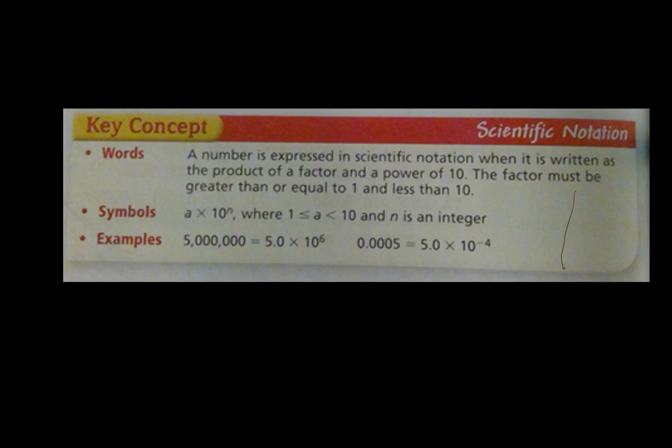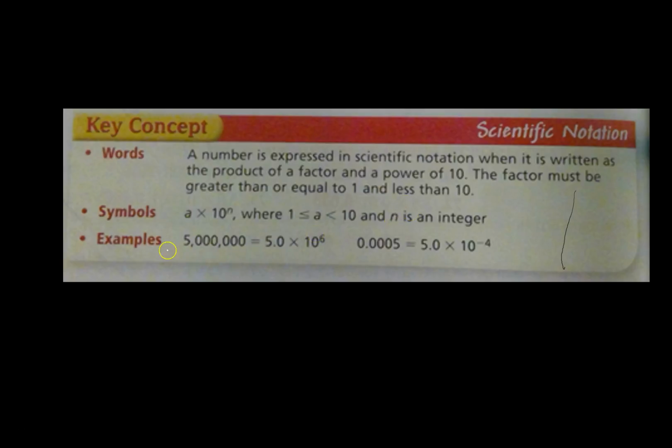So scientific notation. A number expressed in scientific notation is written as a product, a multiplication, of a factor, so a number, and a power of 10. So the number times 10 to something. The factor must be greater than or equal to 1 and less than 10. Big key on that less than 10 for us here in a second. So what it looks like is a times 10 to an exponent n. And a has to be between 1 and 10. So if it's over 10, then the decimal place is going to be in the wrong place. And n has to be an integer.